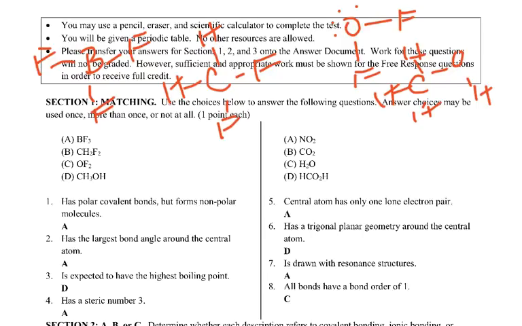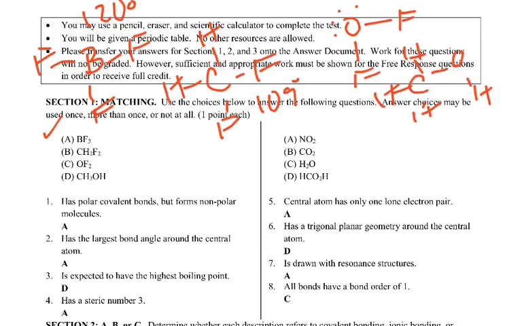So it has polar covalent bonds but forms non-polar molecules. Okay, the only one here that's going to be non-polar is going to be the boron trifluoride, answer A. Because those are going to be at 120 degrees, and that's going to cancel out any bond polarity. Okay, which has the largest bond angle around the central atom? Well, this would be 120. This would be about 109.5.